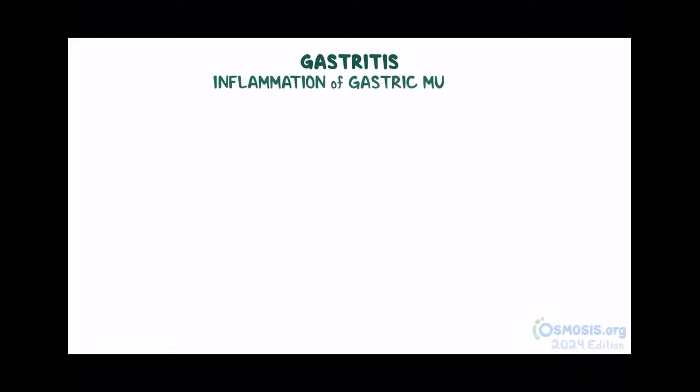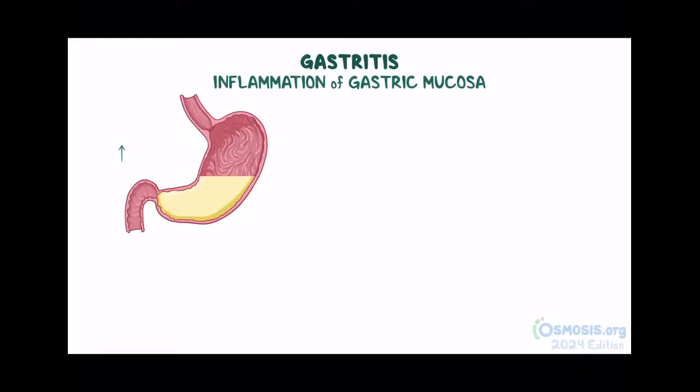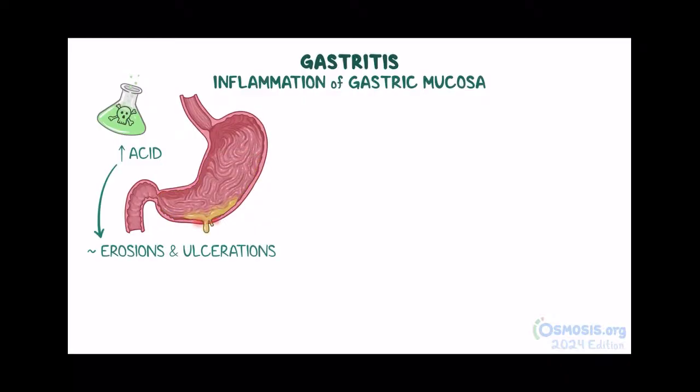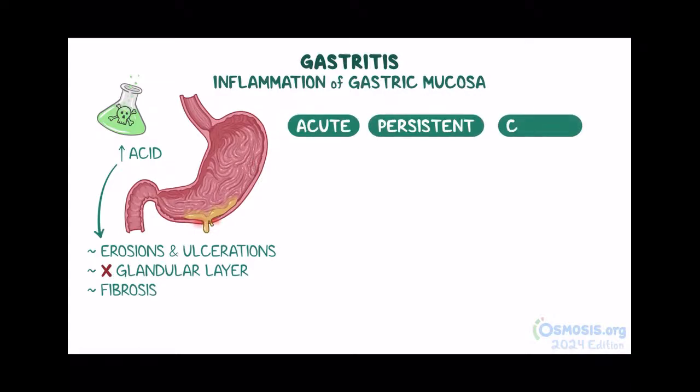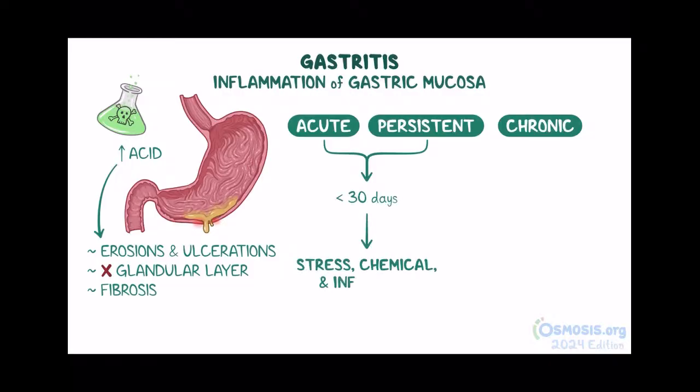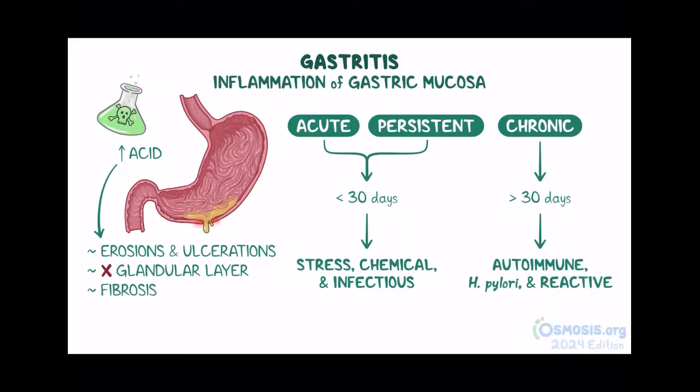Gastritis, or inflammation of the gastric mucosa, is typically associated with excessive acid production, which can eventually lead to erosions and ulcerations of the stomach lining, destruction of the glandular layer of the stomach, and fibrosis. Based on the duration of symptoms, gastritis can be classified as acute, persistent, and chronic. Acute and persistent gastritis last less than 30 days and include stress, chemical, and infectious gastritis. On the other hand, chronic gastritis persists for more than 30 days and includes autoimmune, H. pylori, and reactive gastritis.